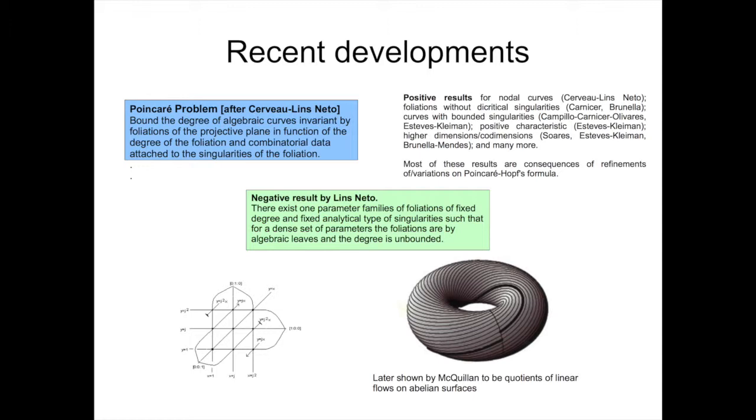So here's a situation where there are no singularities, and when you take a quotient by a finite group, you can end up with something birational to P2, and that's the case. That's what Lins Neto found explicitly.